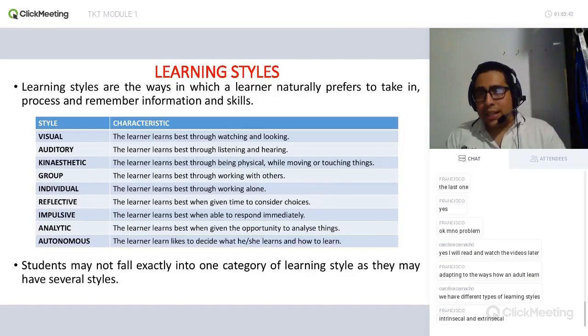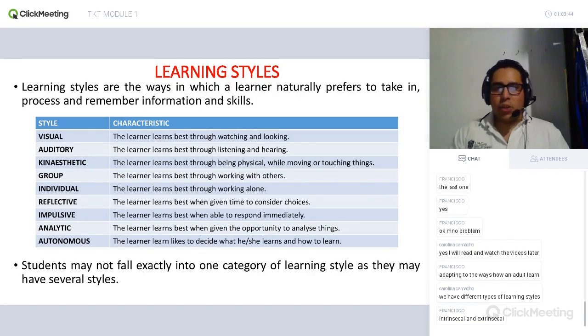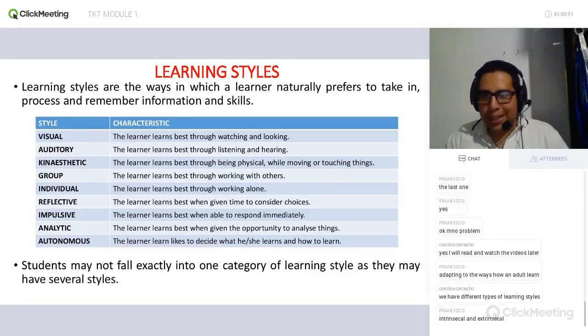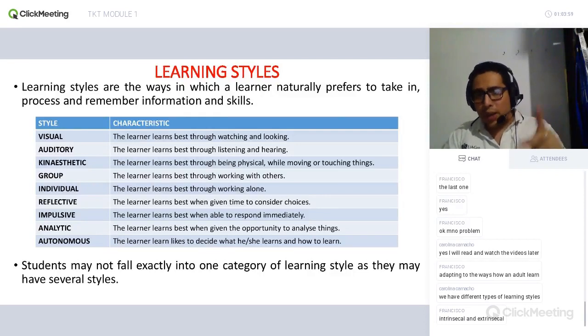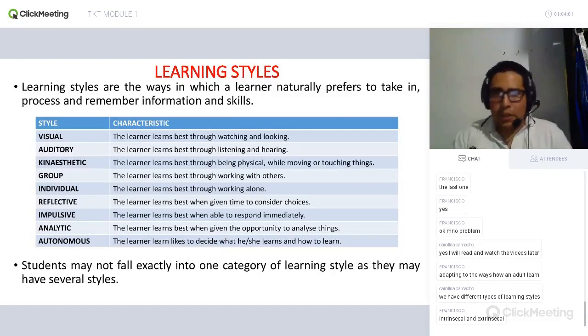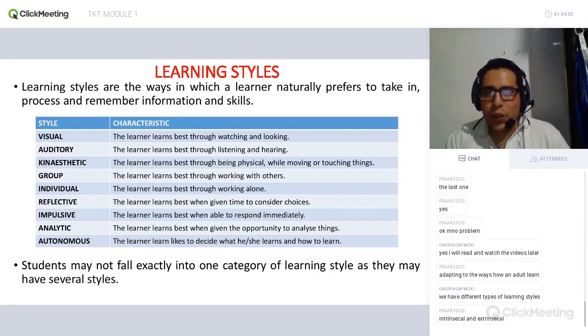So I was asking you, Caroline, what is your style? Because Francisco and I, we are visual. We learn more by looking at things. I want to know, Caroline, what kind of style you think you have. So I'm going to read what the styles are, and let me know which of these styles you think you have.